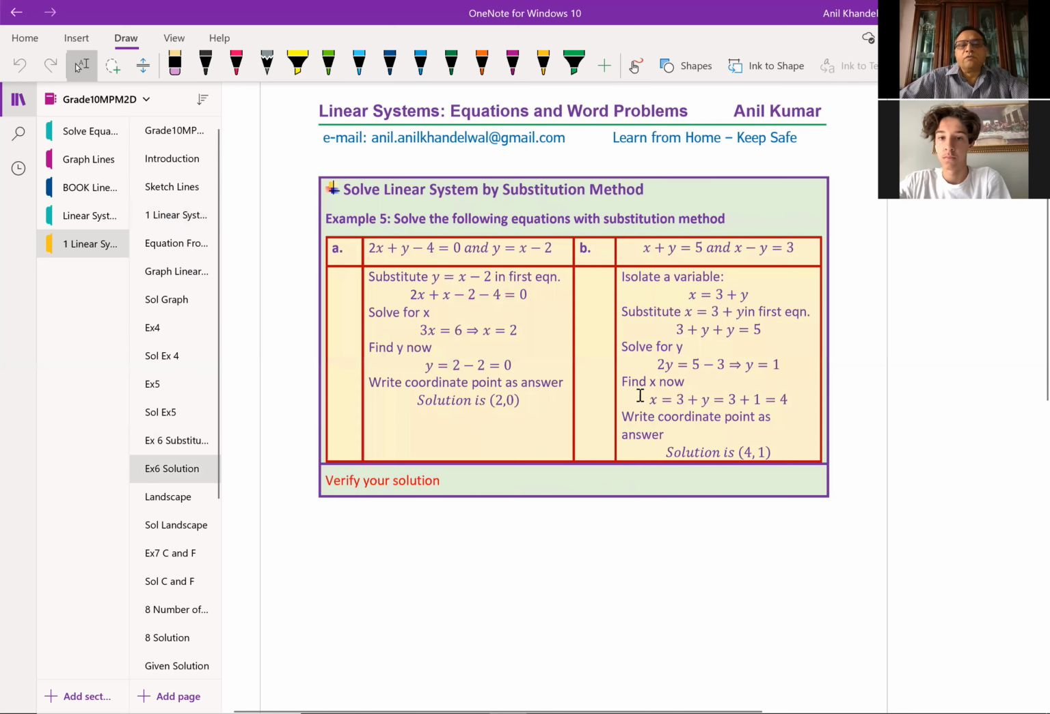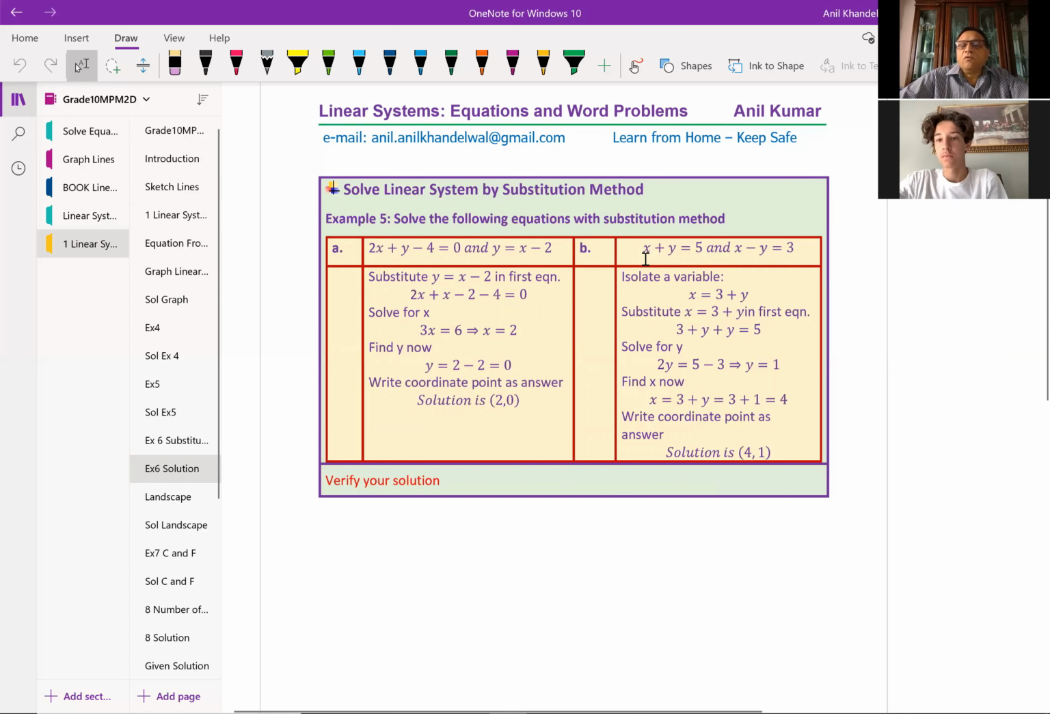So we solved with the substitution method. Here we took an example. We had two examples on this page. 2x plus y minus 4 equals 0 and x equals y minus 2. Now we know that x is equal to y minus 2. You can substitute this value back into the first equation and solve. When you solve, you'll get the solution for x. And once you get the solution for x, substitute back and get the y value, right? So that is how we did it.